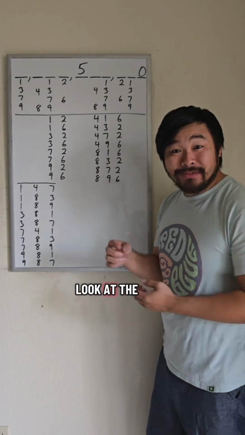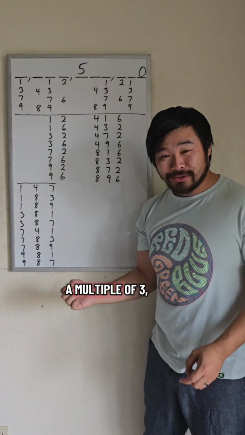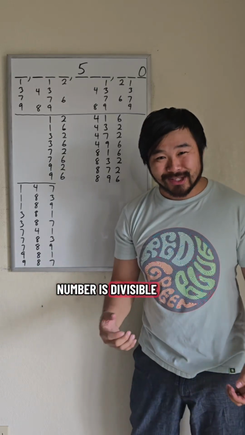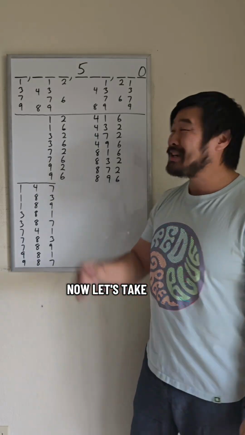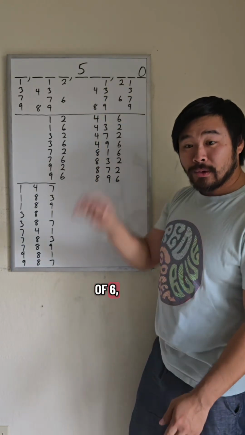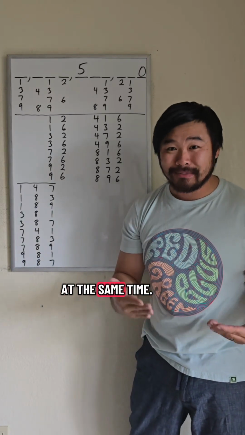Now let's take a look at the divisibility rule of 3, which says if the sum of the digits is a multiple of 3, then the original number is divisible by 3. And here are those options. Now let's take a look at the divisibility rule of 6, which is the divisibility rule of 2 and the divisibility rule of 3 at the same time.